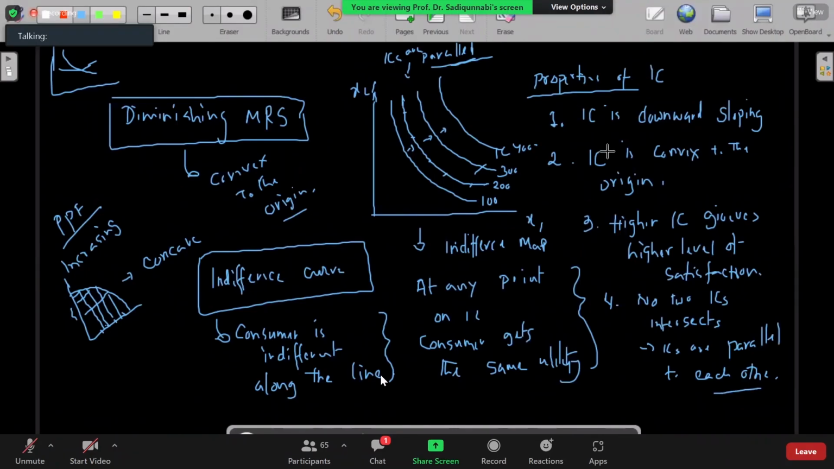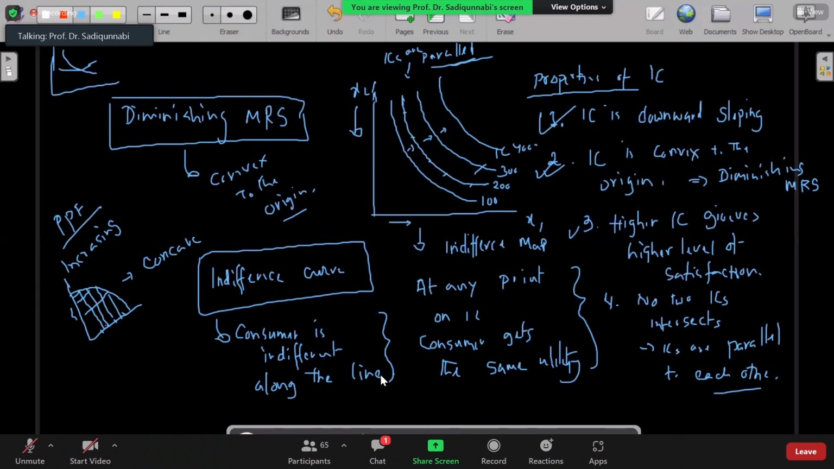All right, this is obvious: downward sloping, because if you want to increase the number of x1, you have to decrease the number of x2. That's why it is downward sloping. Convex to the origin, why? Because the rate is diminishing. That's why it is convex to the origin. It is also obvious, this is because of diminishing MRS.